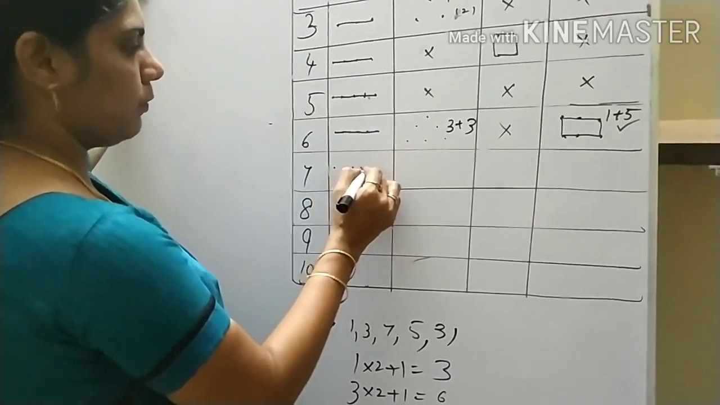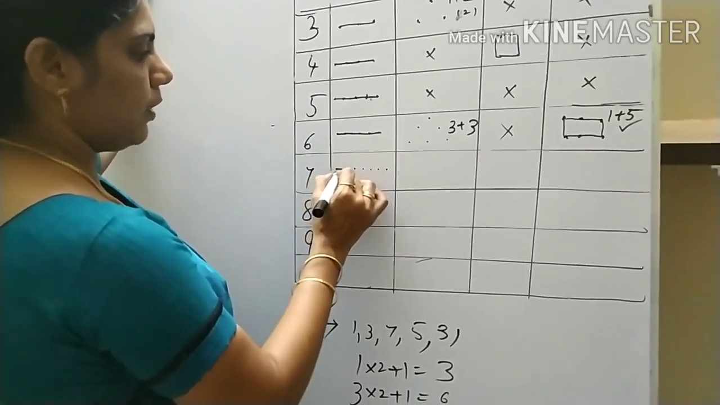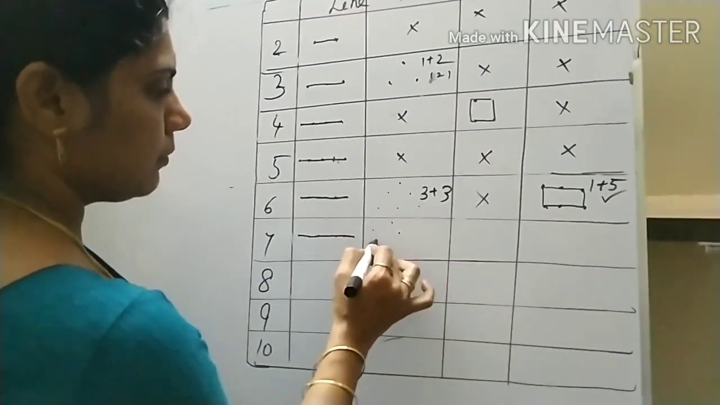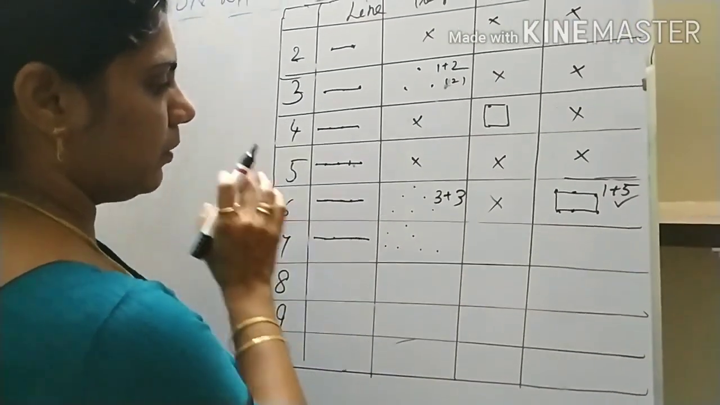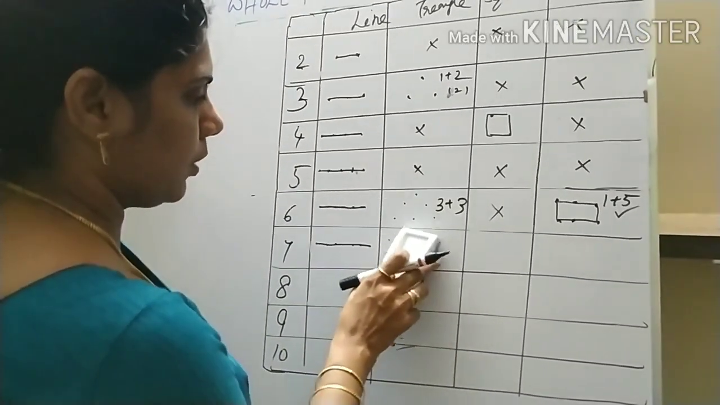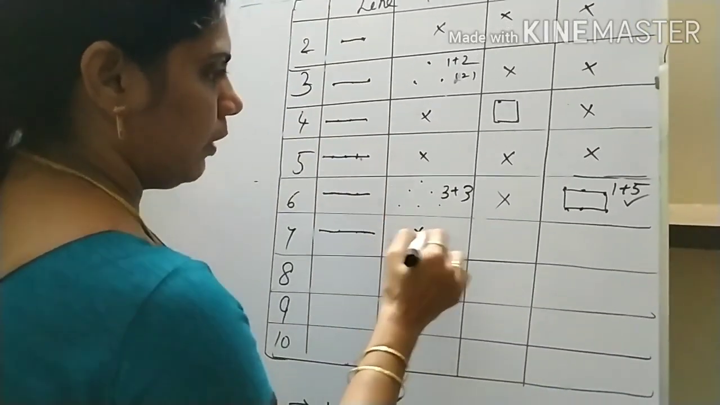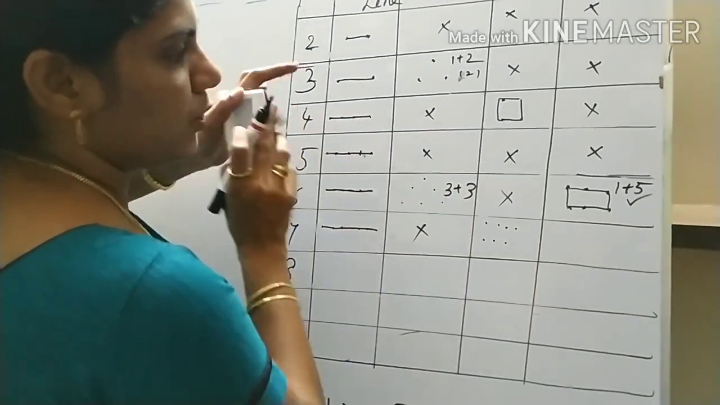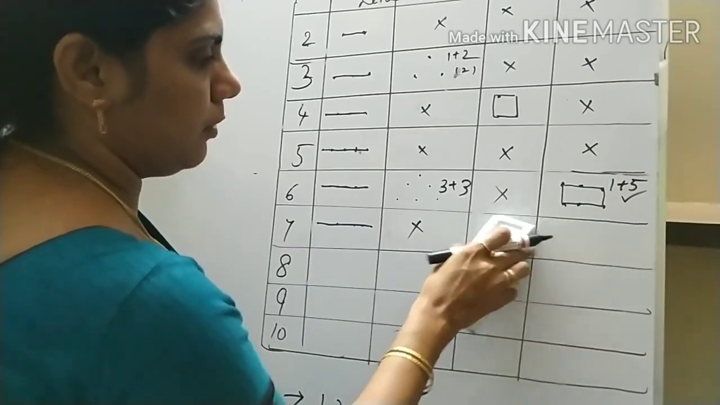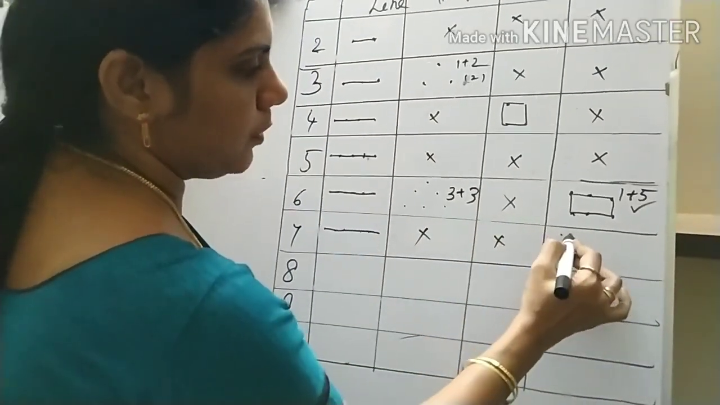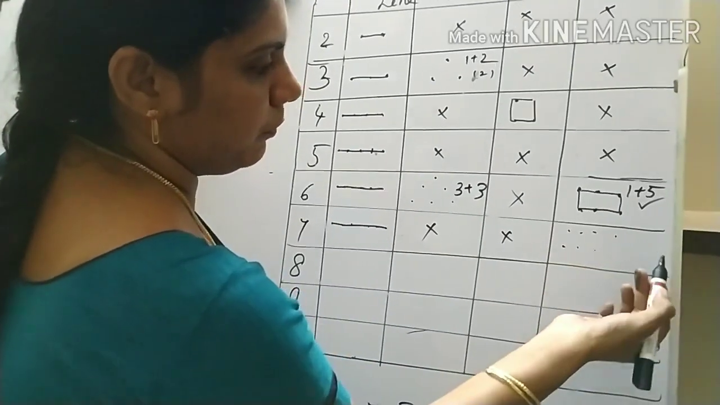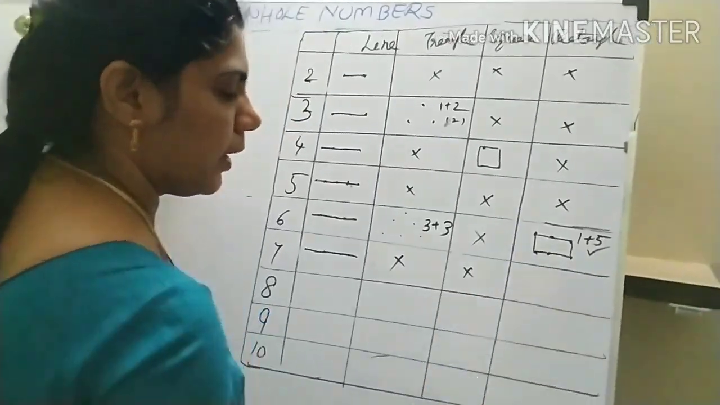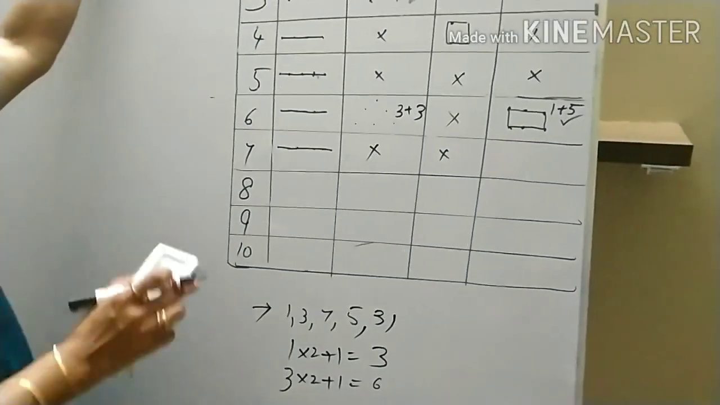See 7. 1, 2, 3, 4, 5, 6, 7. With 7 dots also I can form a line. Can I form a triangle with 7 dots? 6, 7, not possible. So this is not possible. You observe here 1, 2, 3, 4. 1, 2, 3 only. So this is also not completed with 7 dots. And here 1, 2, 3, 1, 2, 3, 1 more dot. A rectangle also is not formed by these 7 dots.